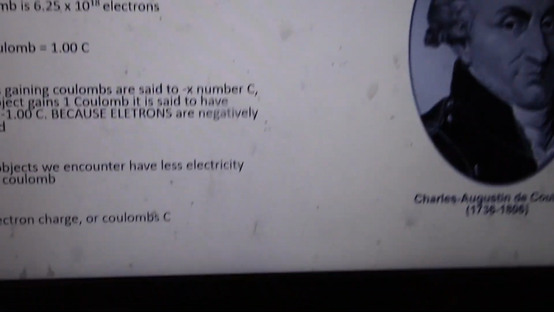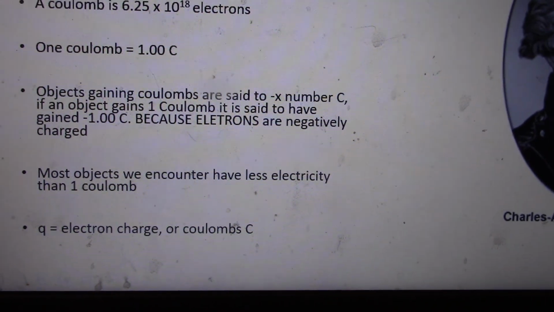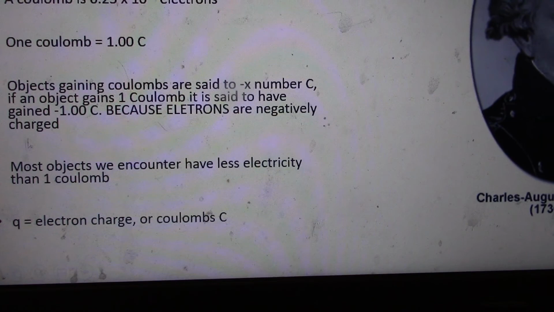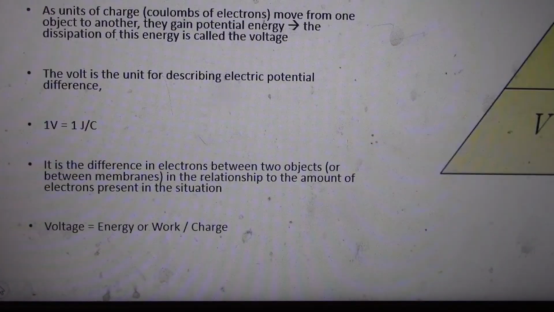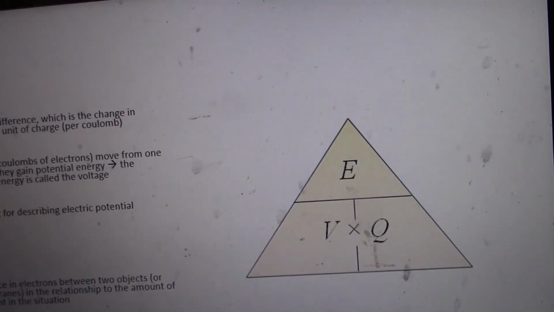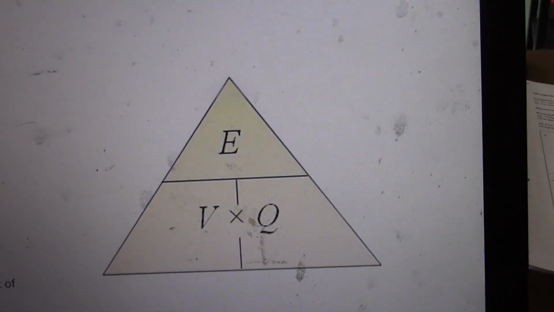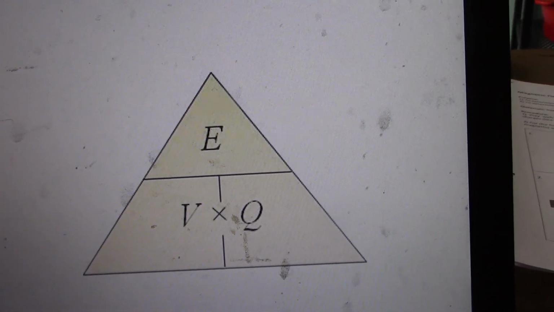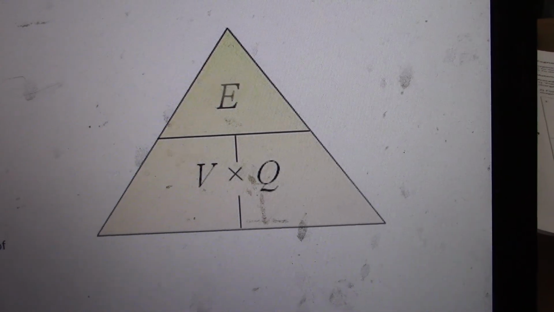You can also quantify the amount of coulombs, and that's the charge. So an electron charge is measured as Q, and again, it's the amount of coulombs that are present or moving through an electrical object. And that determines the energy, right? So this is an equation that you need to know. Energy, which is measured in joules, is a function of voltage times charge.